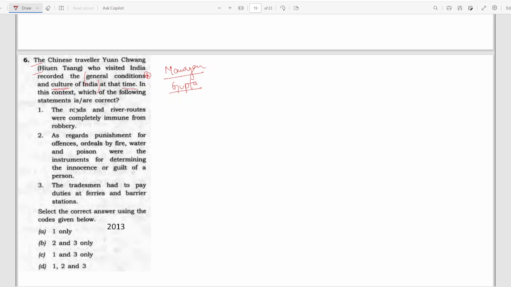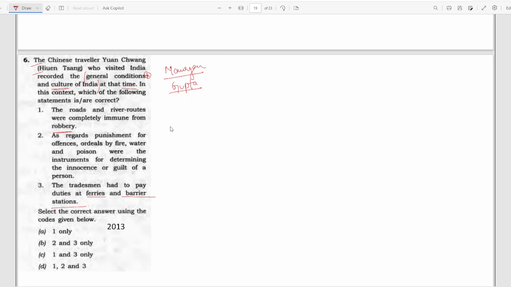In the context, which of the following statements are correct? The roads and river routes were completely immune from robbery. As regards punishment for offences, ordeals by fire, water, and poison were the instruments for determining the innocence or guilt of a person. The tradesmen had to pay duties at the ferries and barriers.